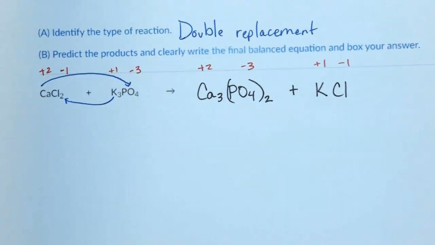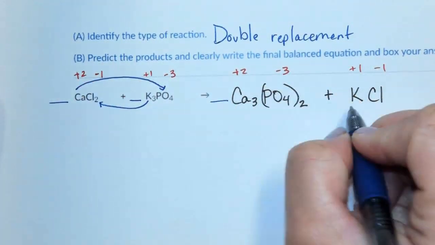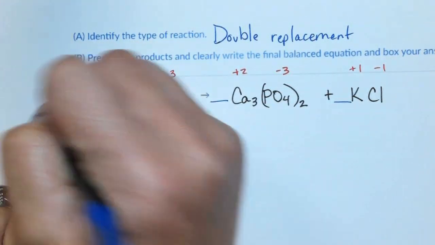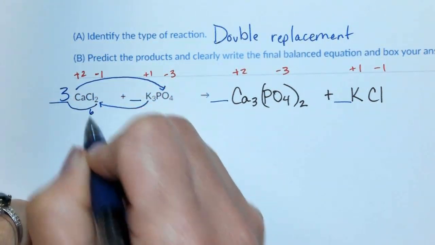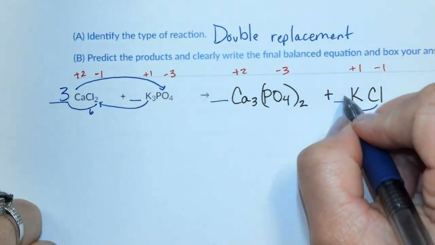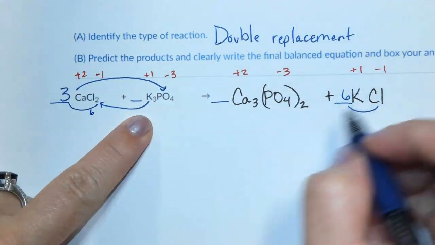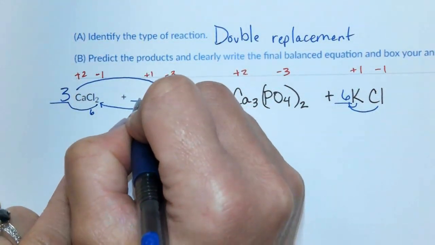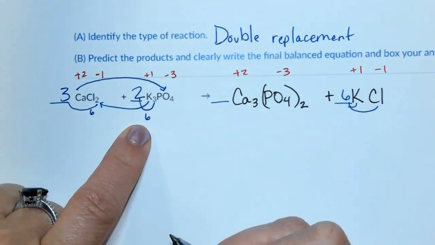So now that I have predicted my products and balanced their charges, I can balance the coefficients. 1 calcium, 3 calcium, we'll put a 3 here. 3 times 2 is 6 chlorine. So here I need 6 chlorine. We have 3 potassium, but over here we have 6 potassium. So 3 times what will give me 6? 3 times 2 will give me 6 potassium.